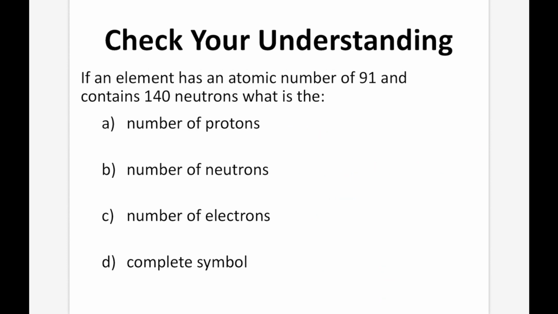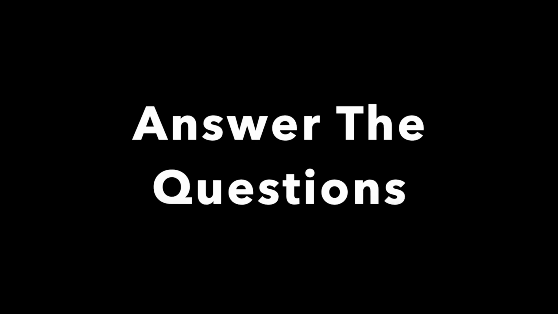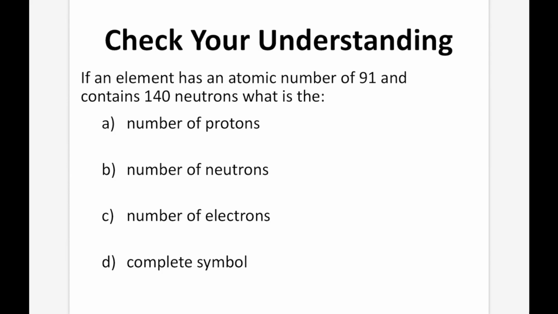Check your understanding. If an element has an atomic number of 91 and contains 140 neutrons, what is the number of protons, number of neutrons, number of electrons, and the complete symbol? So pause the video and answer this question. The number of protons is going to equal the atomic number, which is 91. The number of neutrons, we're told, is 140. The number of electrons is going to equal the number of protons, which is 91.